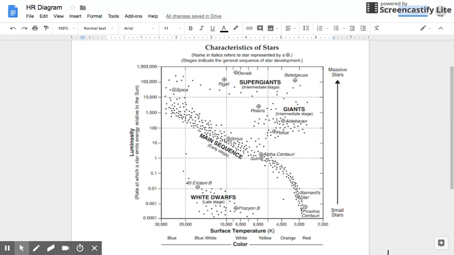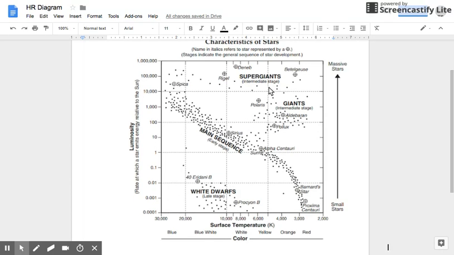So what we're going to be doing is looking at these different types of stars. So here we see in this bold font, we see 4 different kinds of stars. We have white dwarfs at the bottom. We have main sequence stars. We have giants, and we have supergiants. So what do these different groups mean? What is the difference between them?